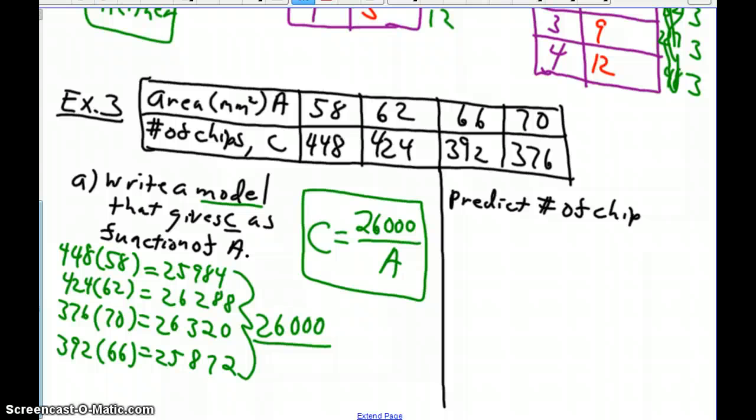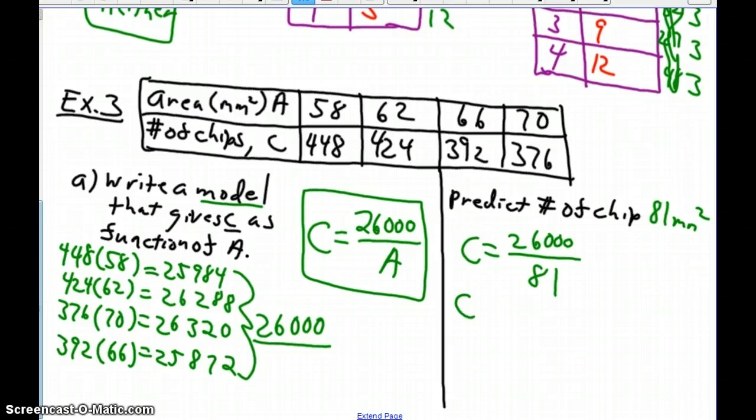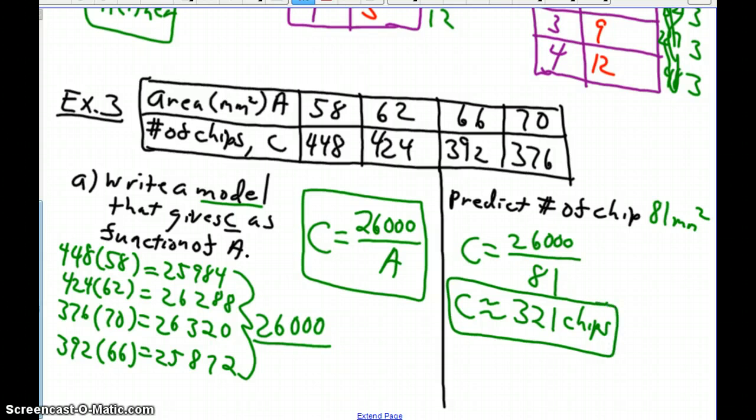Okay, now we go to part 2. Predict the number of chips per wafer when the area of the chips is 81 millimeters squared. Okay, so what are you going to do here? That's right. Okay, very good. So you're going to say C equals 26,000 divided by 81. Okay, now you guys go to your calculators. Okay, and you're going to round the answer to the nearest full number. So it's about how much? Say again. 321 is right. You got it. It's about 321 chips is what you get. There you go. And there's the answer for the C. Okay, and that's how you do it.